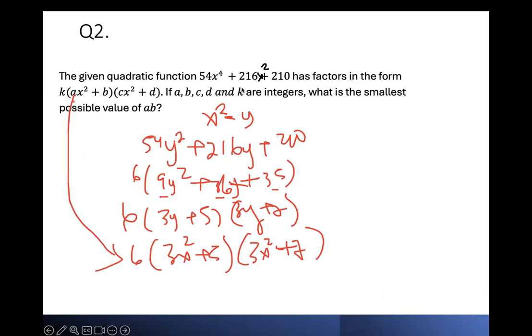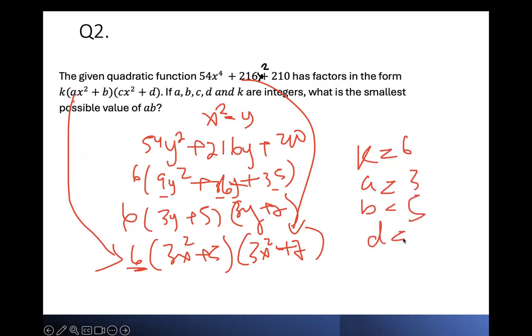So we've simplified this into this form. Now you can see that our k is 6. Our a is what? So let's write that. Our k is 6 here. Our a is 3. Our b, which is here, is 5. Our d is 7. And our c is also 3.